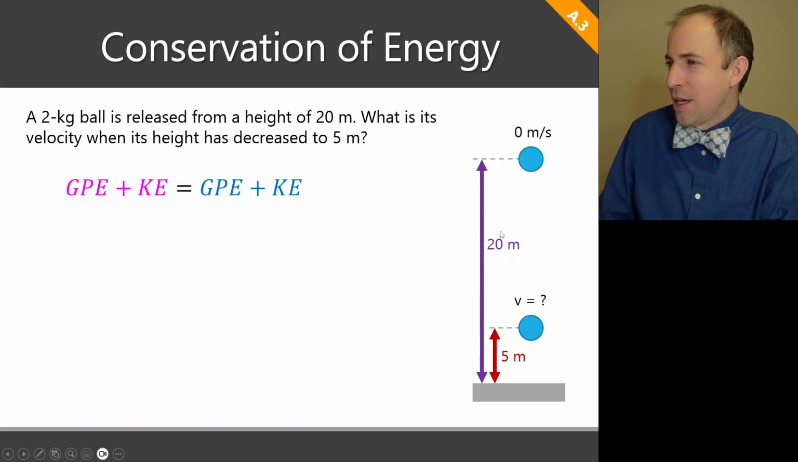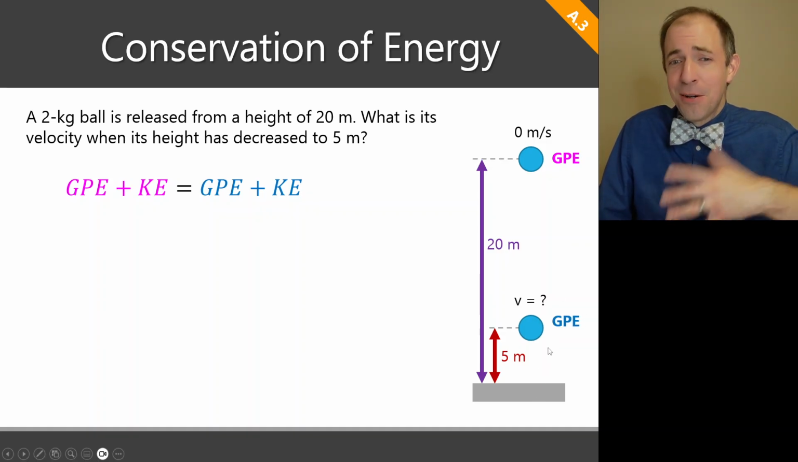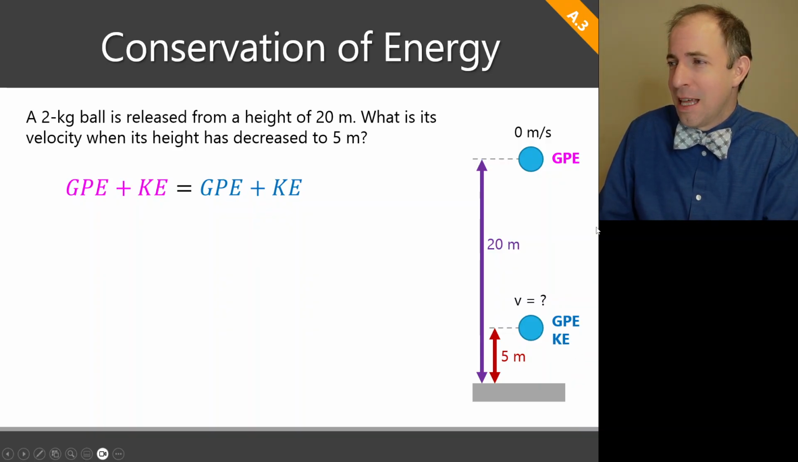And then I look at what I've got. Up here, I've got some gravitational potential energy, but there's no kinetic energy because there's zero velocity. And then down here, there's still some height, so I'm going to say there's still gravitational potential. But now it's also going to be moving, so there's kinetic energy there. This is my initial. This is my final.